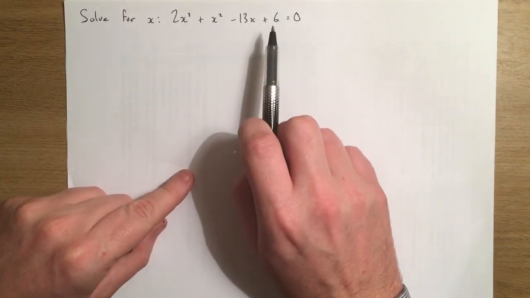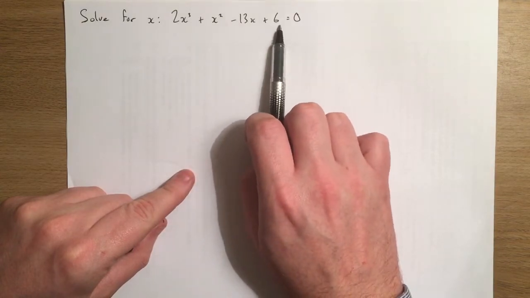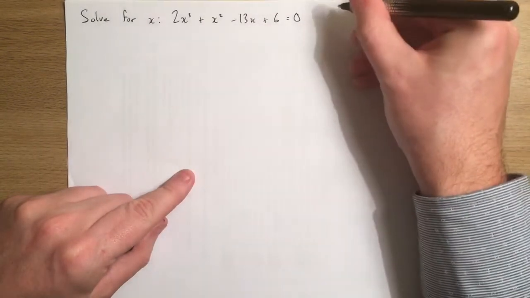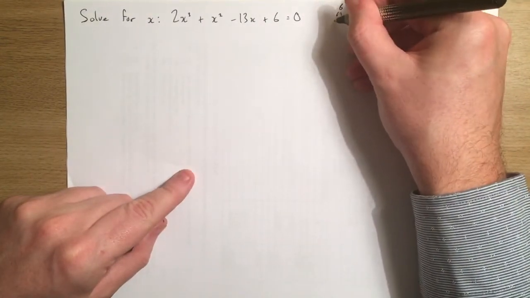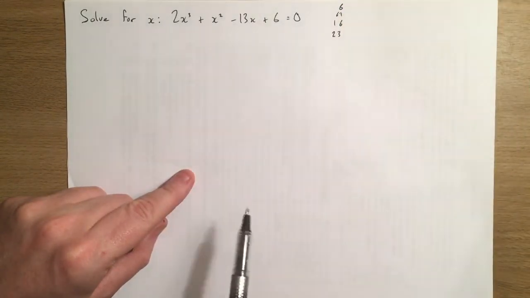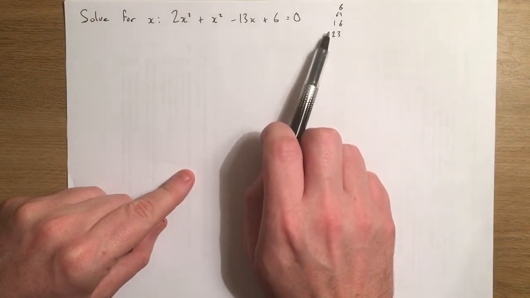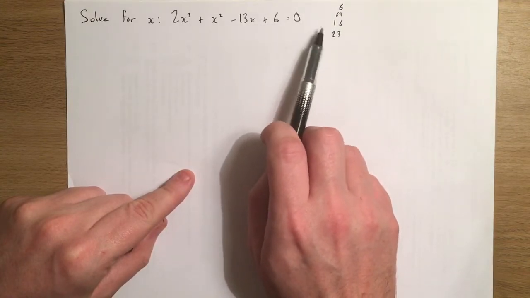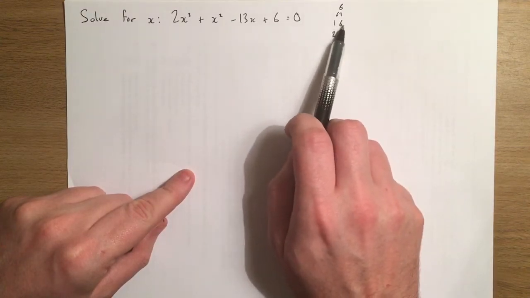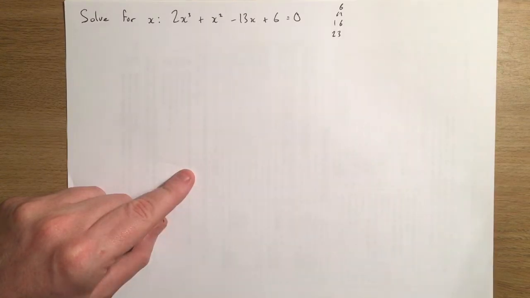Now, there is a guideline for what to sub in. You only need to sub in factors of the constant in the equation. So the factors of 6 are 1 and 6, 2 and 3. So you're going to sub in 1, minus 1, 2, minus 2, 3, minus 3, 6, minus 6. So positive and negative, because this could be 1 times 6 is 6, or minus 1 times minus 6 is 6. So you need to try the positive and negative ones.